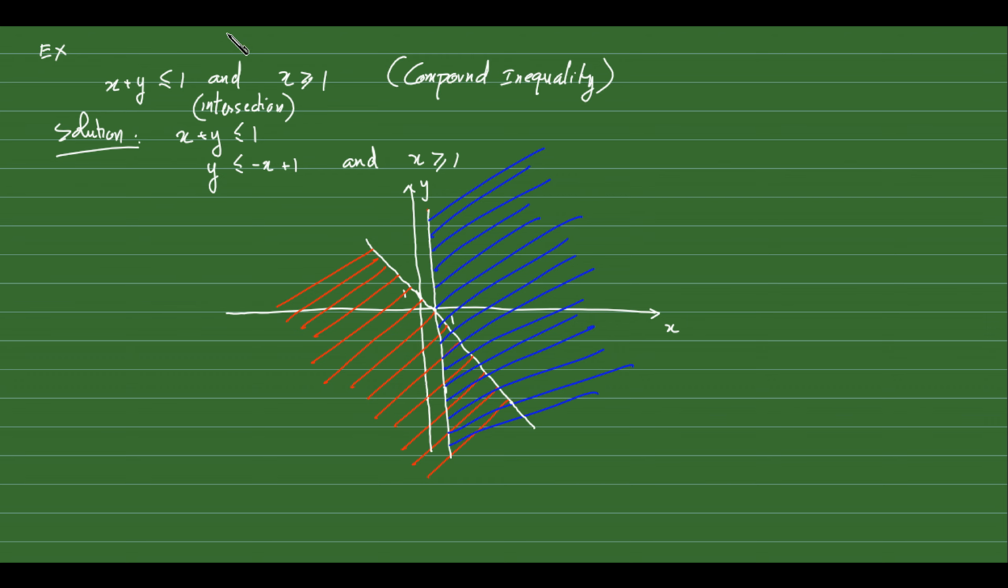So I'm going to use another color to shade the final solution. I'm going to use red. Whatever you see red and blue overlapping each other will be the solution. So the solution will be this. Here you go. All right. So that is for "and."